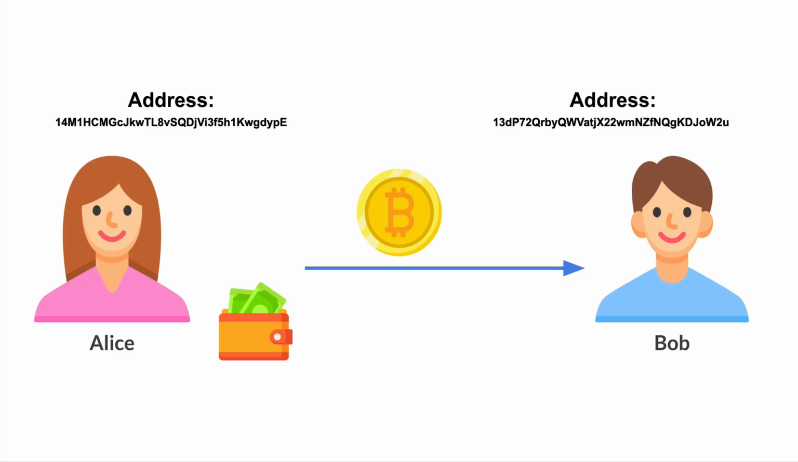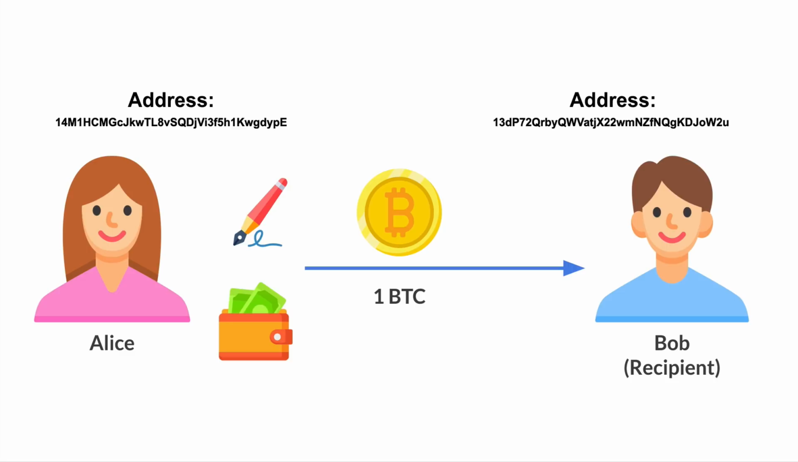Being very generous, she decides to send 1 Bitcoin to Bob through this 3-step process. First, she enters Bob's account address as the recipient. Then she specifies that she wants to send 1 Bitcoin to Bob. Finally, she signs the transaction in order to make it official.